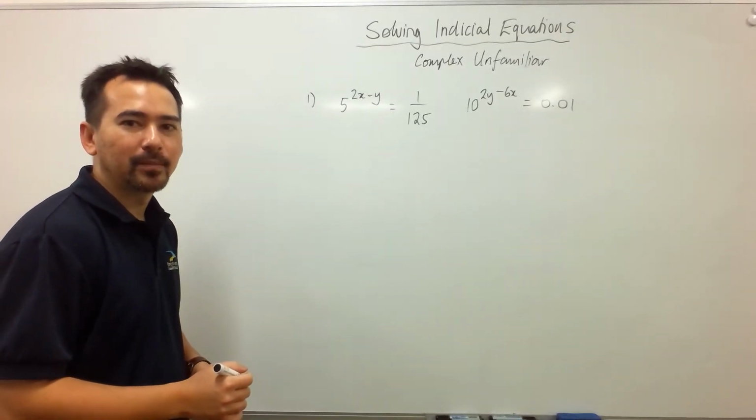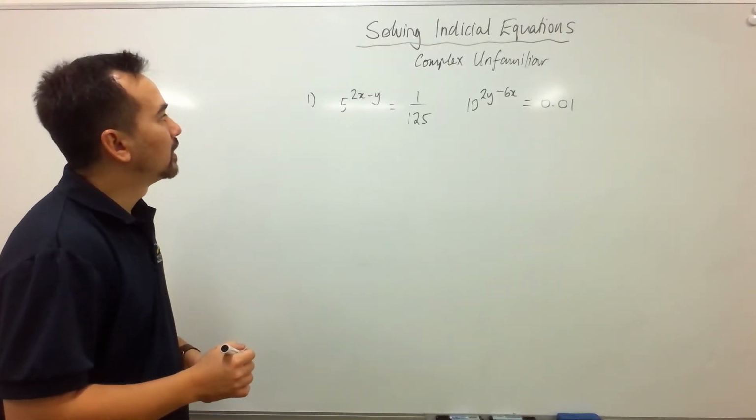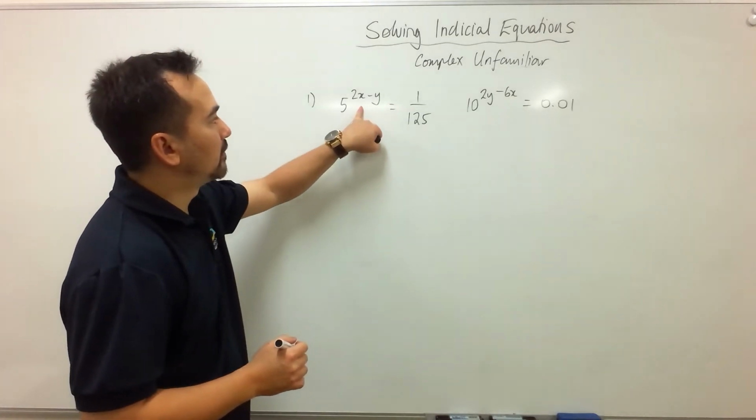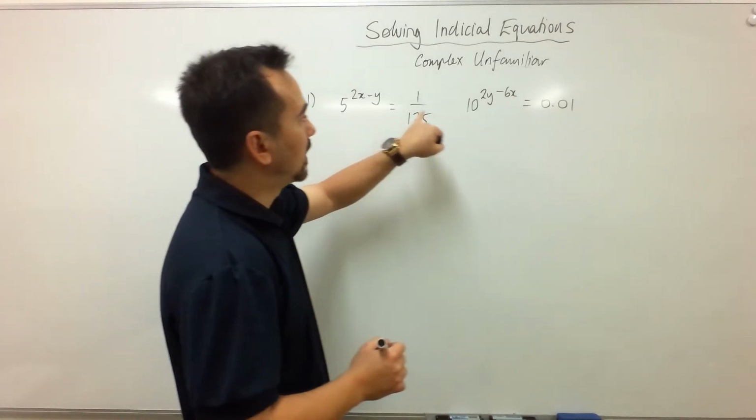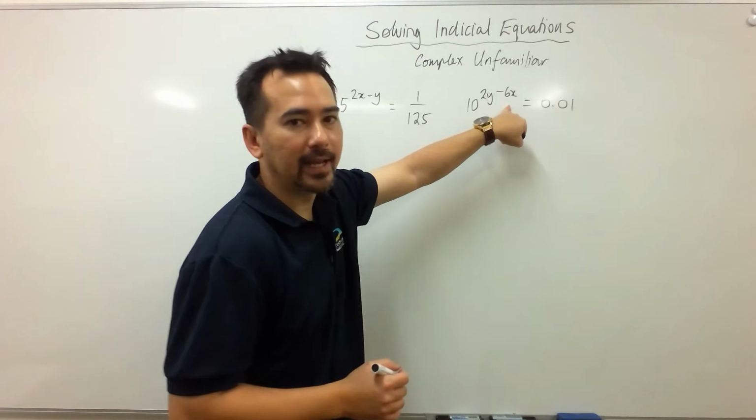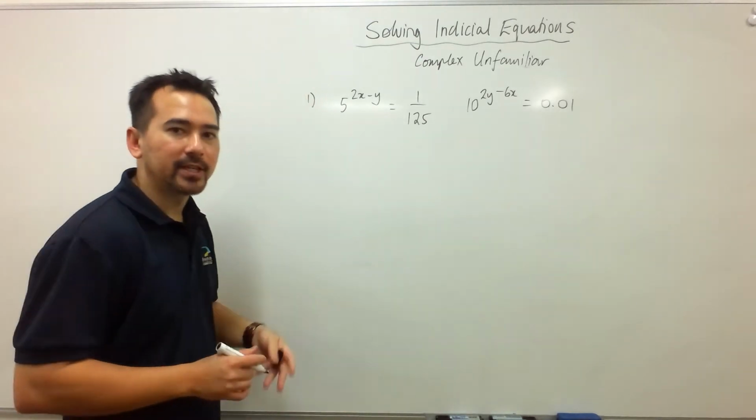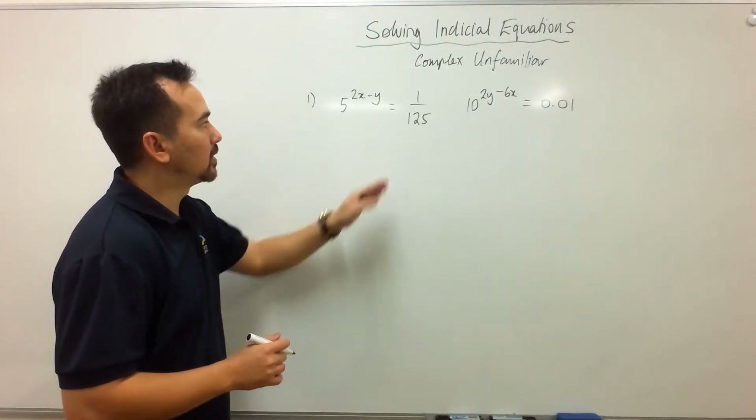Let's have a go at a complex unfamiliar question. We have a variable x and y and a variable y and x. So we're working with simultaneous equations here. We're going to solve for x and y.